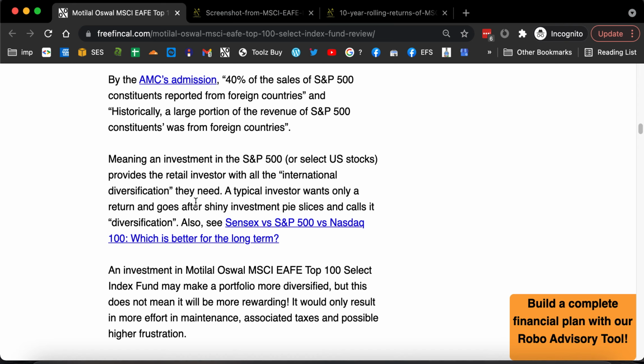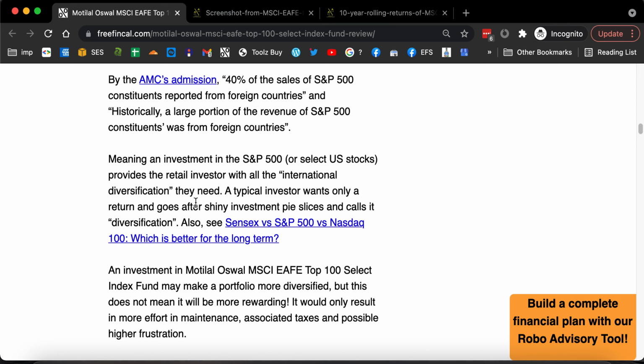So if you are not ready for all that, then you choose something like Parag Parikh or Axis Global Opportunities or whatever. If you're truly capable of maintaining a portfolio and want international diversification, then you can choose S&P 500. That's what I would recommend as of now.